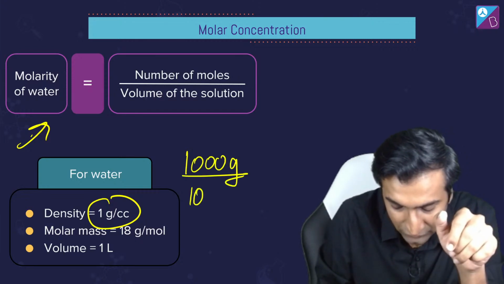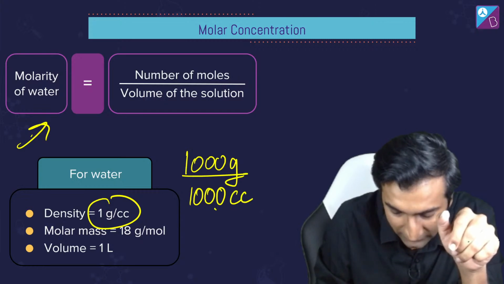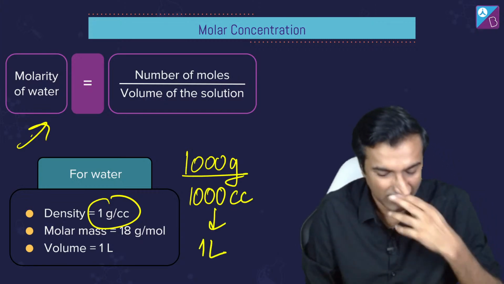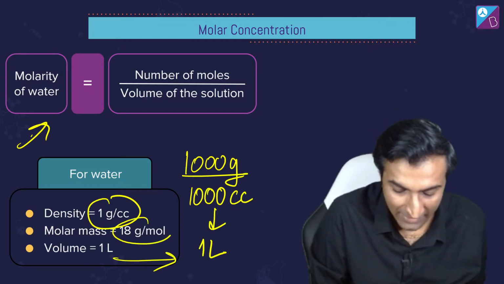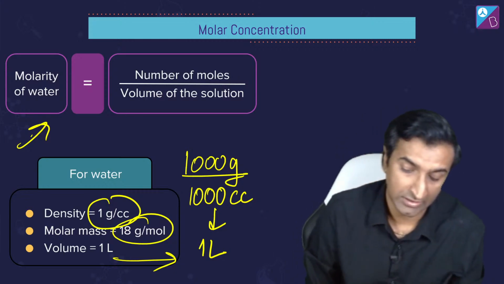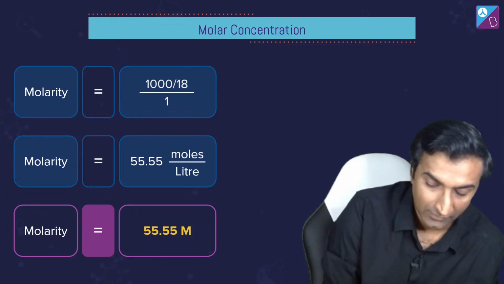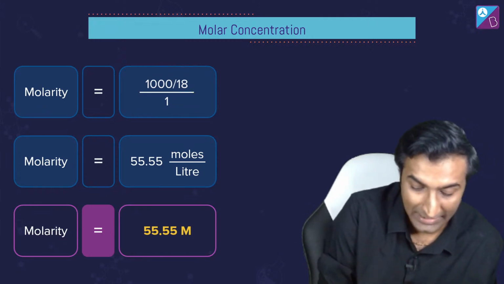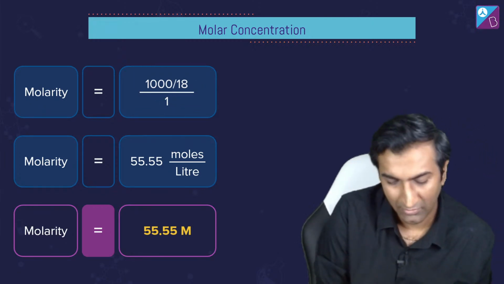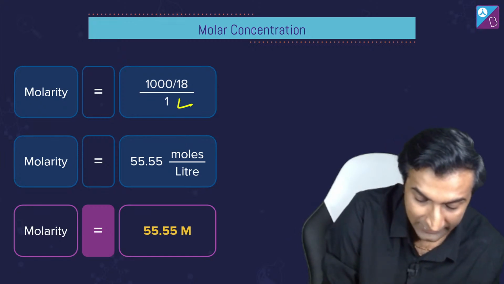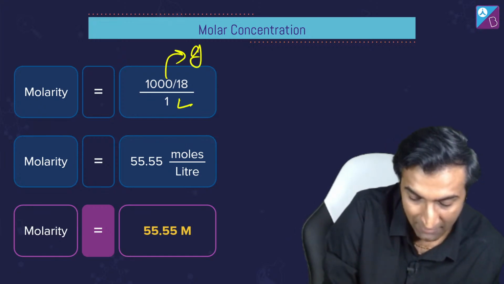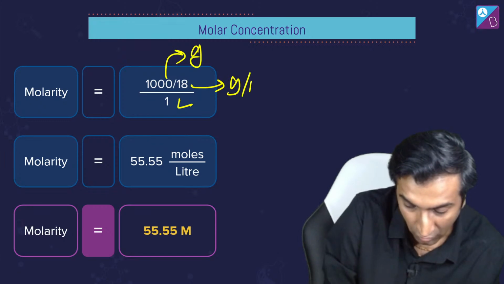in 1000 cc, right? Why 1000 cc? Because 1000 cc is 1 liter, right? That's the volume, and the molar mass is 18 gram per mole. So if I take molarity, I would divide this 1000 by 18, divided by 1 liter of solution, and this is 1000 gram divided by 18 gram per mole, right?